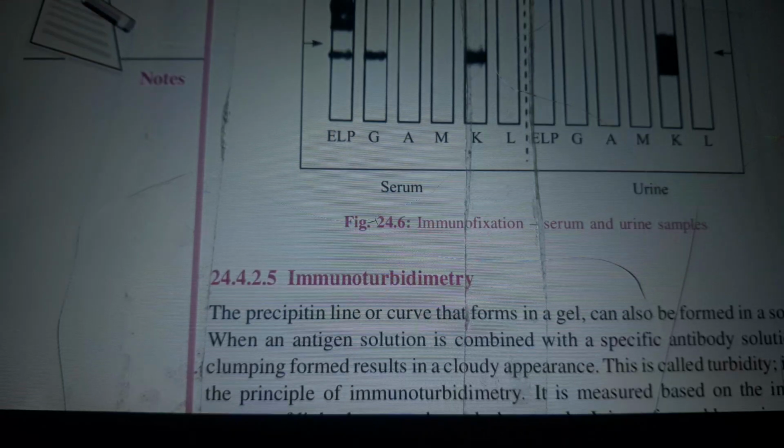Immunoprecipitation, separation with specific antibodies. It is easy to perform, more sensitive and easily evaluated. In clinical laboratories, it is used for detection of cancerous myeloma with specific antibody. This is immunofixation in serum and urine samples.